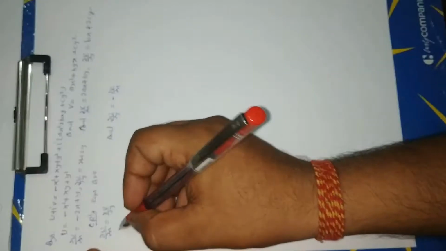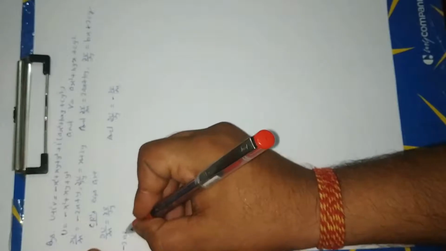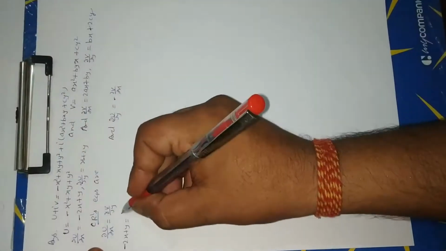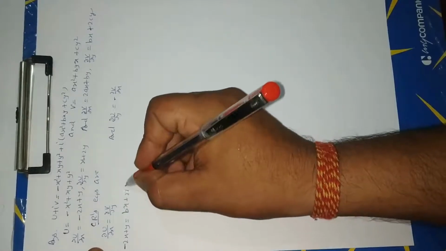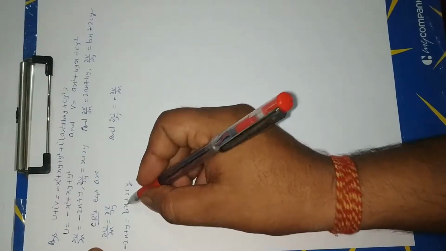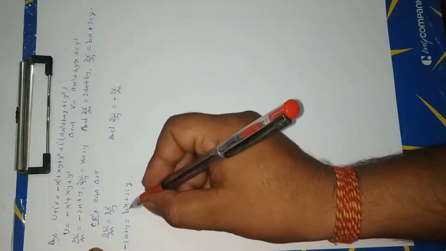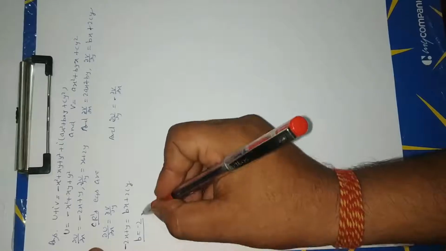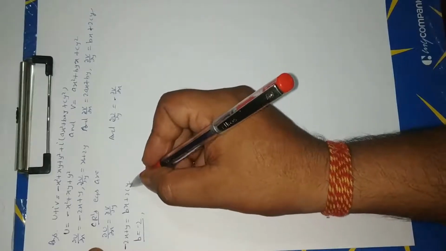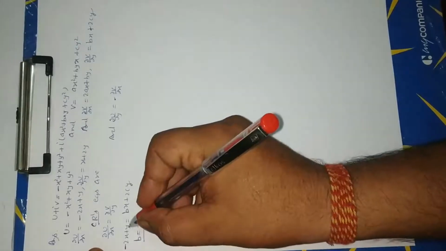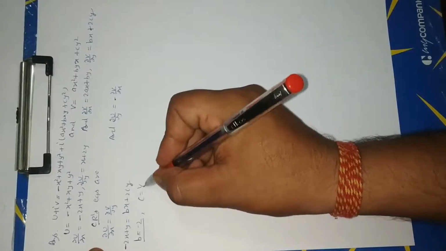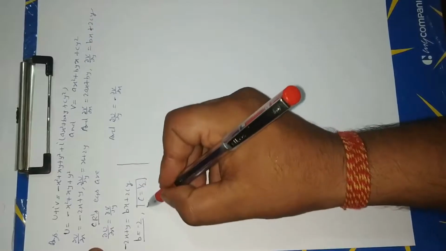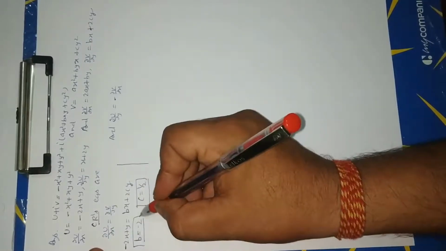Now put del u upon del x: minus 2x plus y equals del v upon del y, which is bx plus 2cy. Now comparing the coefficient of x, b is equal to minus 2. Comparing the coefficient of y, 2c is equal to 1, that is, c is equal to 1 upon 2. Thus we calculate the values of b and c.